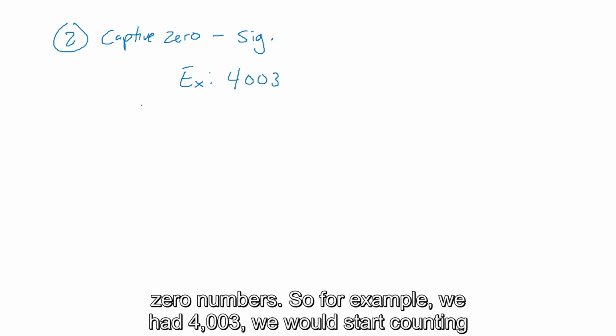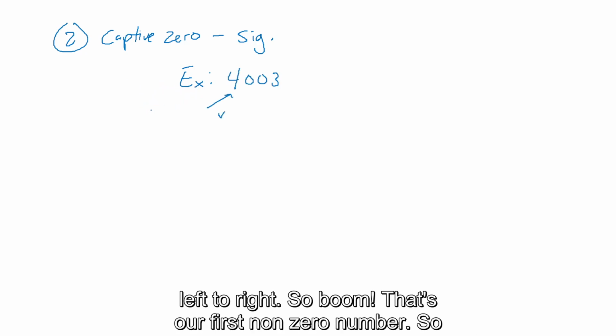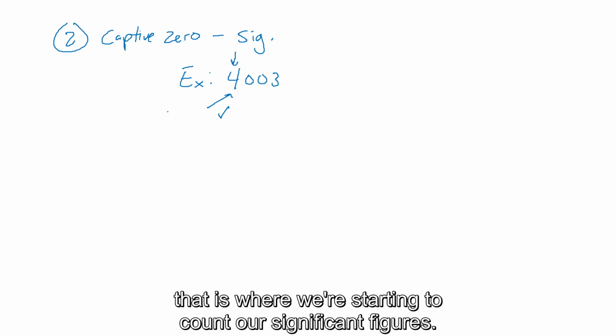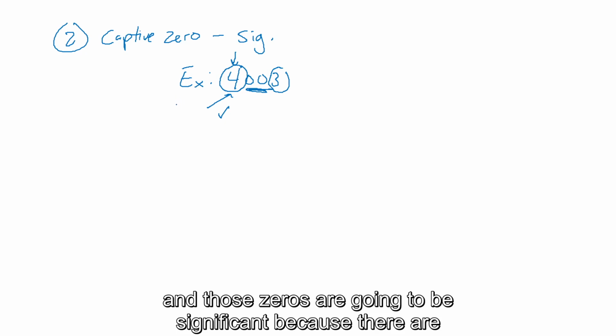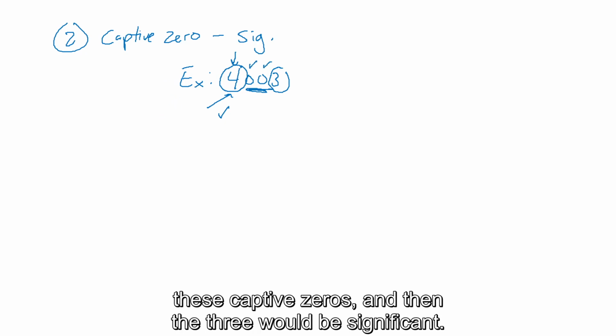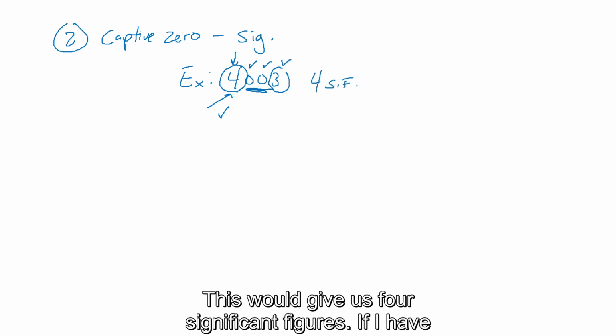4003, we would start counting left to right. So boom, that's our first non-zero number. So that is where we're starting to count our significant figures. These two zeros are trapped between the 4 and the 3, and those zeros are going to be significant because there are these captive zeros. And then the 3 would be significant. This would give us 4 significant figures.